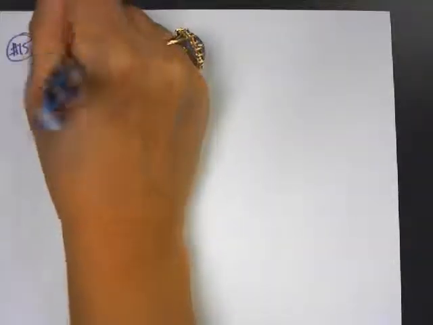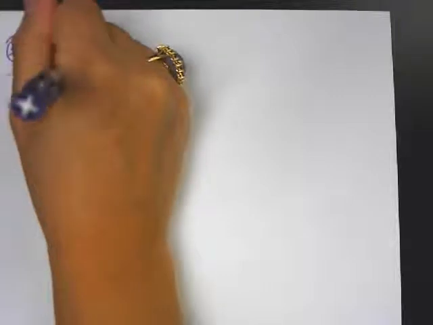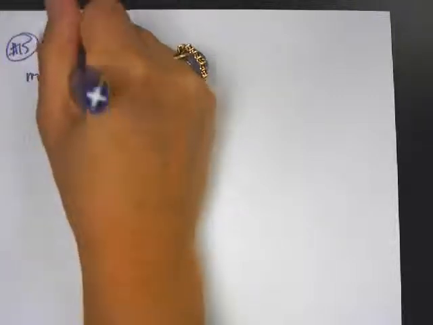Okay, now we're going to look at number 15 from our homework. Number 15 says a 70-kilogram astronaut, so I'm going to write my given, is standing on a spaceship while the ship is moving in a straight line with a constant velocity.